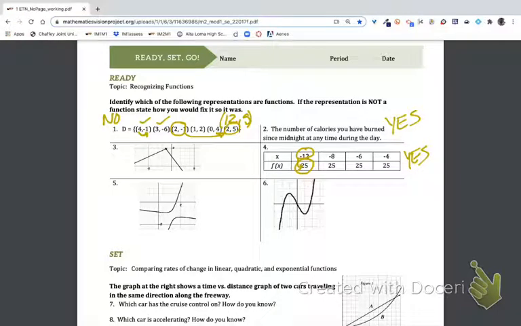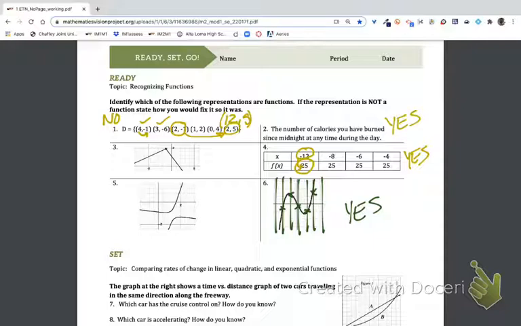Number 6, we can talk about something called the vertical line test as one measure when we have a graph. If I draw an infinite number of vertical lines across the graph, and any one of those lines crosses the function or crosses the relation more than one time, it is not a function. But in this case, any time I go across this graph, I'm only going across once. So yes, this is a function.